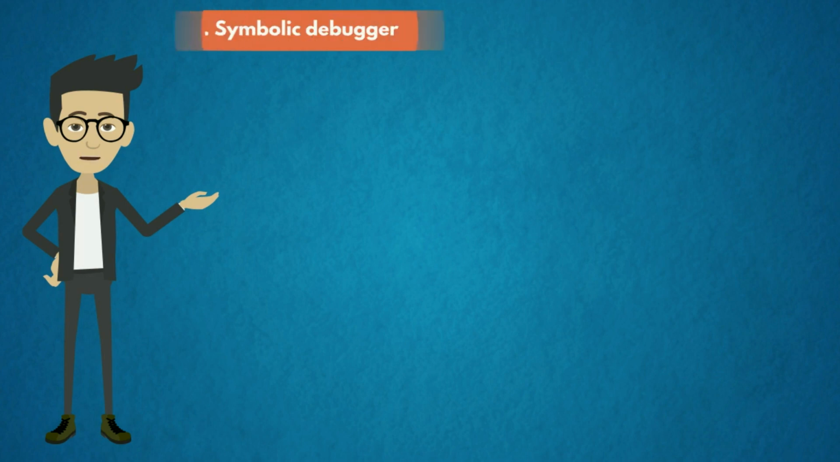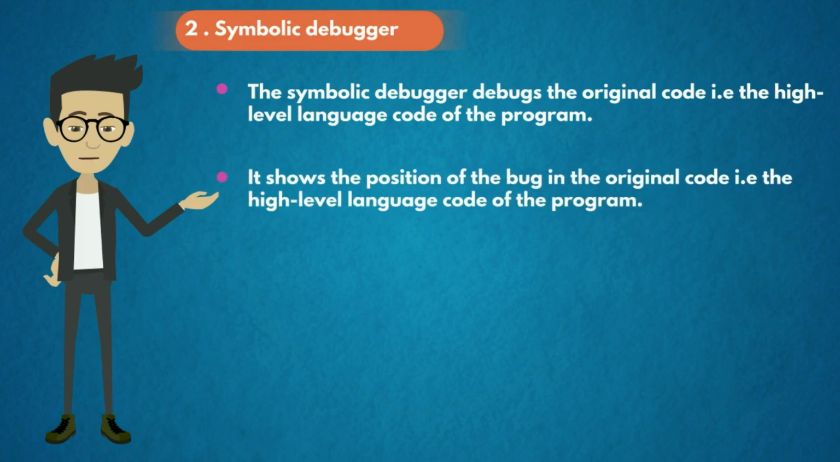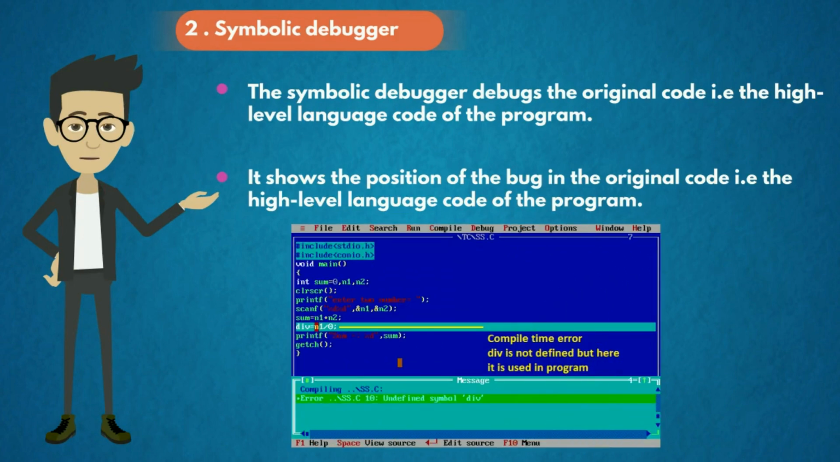Second, symbolic debugger. The symbolic debugger debugs the original code, that is the high-level language code of the program. It shows the position of the bug in the original code. You can see a sample example for symbolic debugger. The high-level language code using a Turbo C compiler explains symbolic debugger because it will identify the bug. Here we can see the compile time error, the variable is not defined, but here in the program it is used.